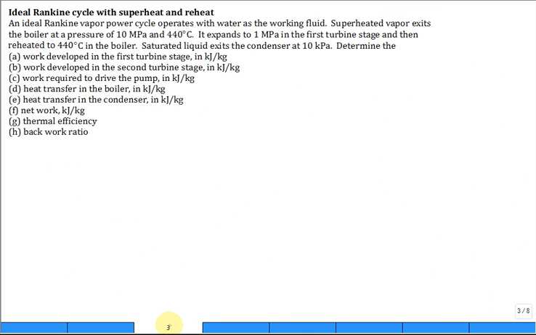All right, so let's go through this. Here's a problem, and it's just the same problem that we outlined. 10 megapascal for the first pass in the steam generator. Comes out at 440 degrees C. It goes to 1 megapascal after the first turbine stage, and then it's reheated to 440, and then it's out of the condenser. The condenser is at 10 kPa, and saturated liquid comes out of the condenser. All of these are the types of things we just outlined.